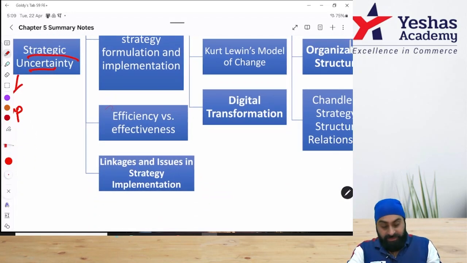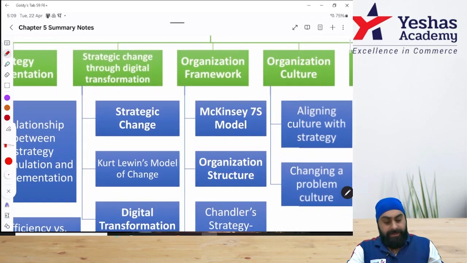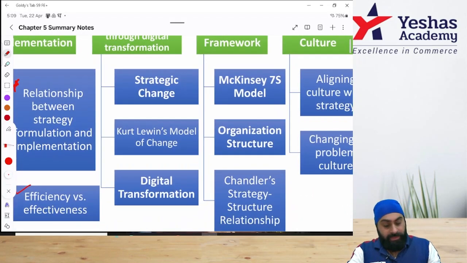Efficiency and effectiveness, yes. Now, this is very important. There are two differentiations on this: forward linkage and backward linkage. This is also very, very important from the exam point of view. Strategic change. This is a new topic, which is digital transformation. So this is a new topic. According to me, you need to focus on this as well.